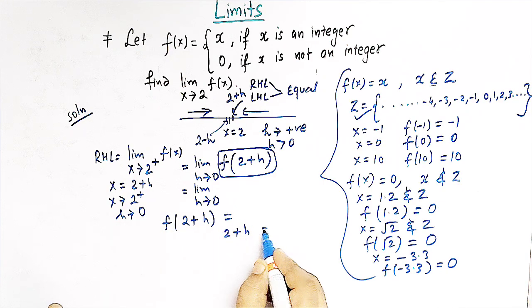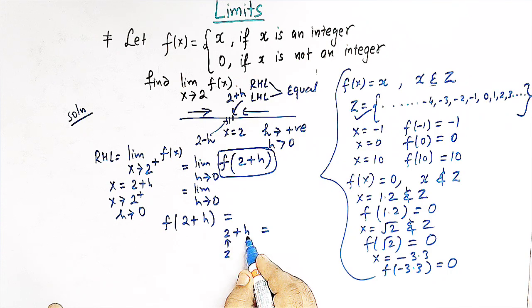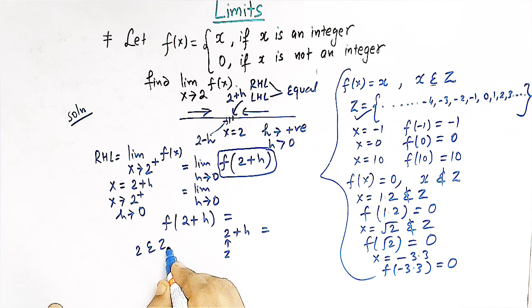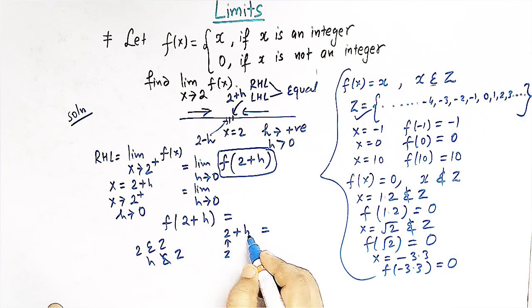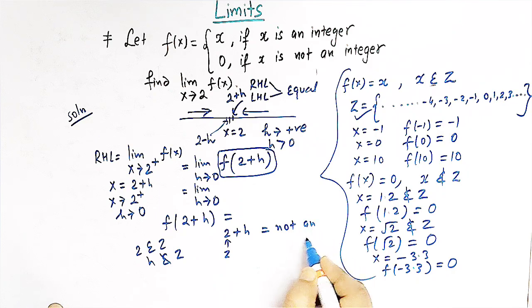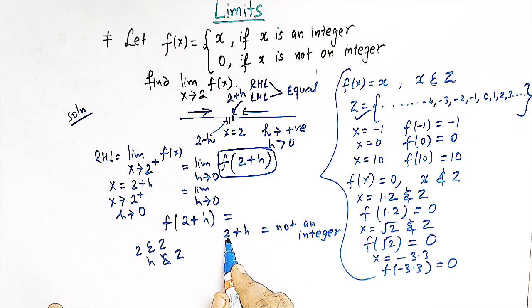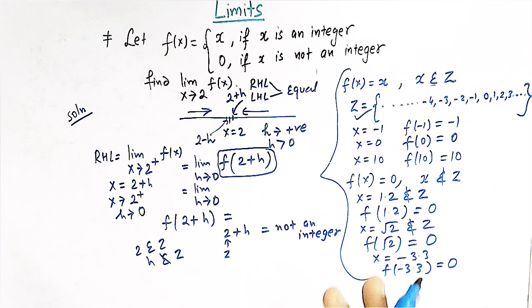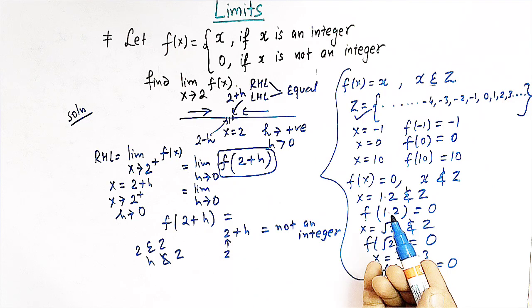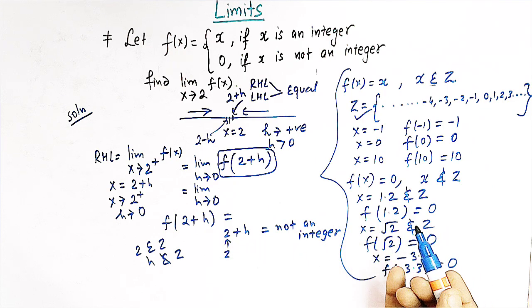Now 2 plus h. Now see, 2 is an integer, right? And h is not an integer. So 2 belongs to the set of integers, but h does not belong to the set of integers. So this sum, that is 2 plus h, is not an integer. Here this is an important thing to note, that 2 plus h is not an integer, because h is a very small quantity which is not an integer. So when we add an integer to a non-integer, then the sum is not an integer, right?